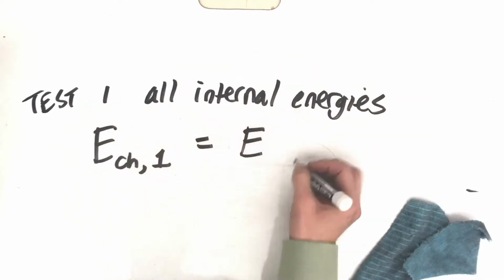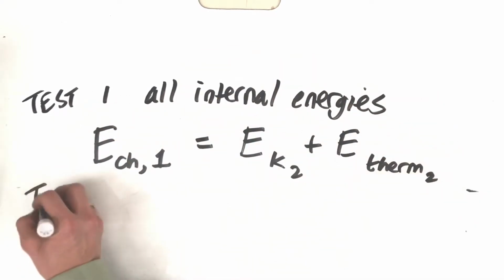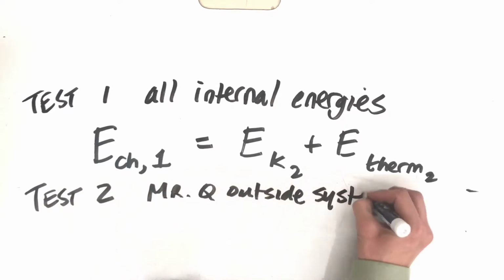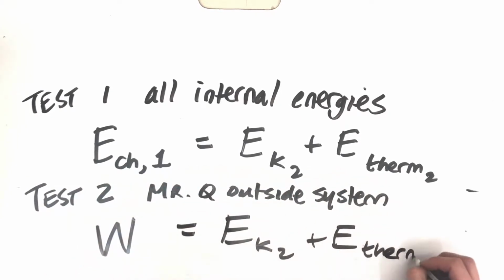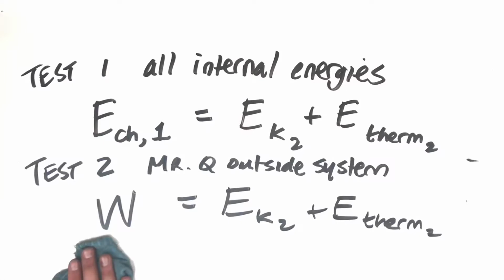So our first test was all internal energies, all storage accounts. So that became that equation. And test 2 was outside the system, so we have work happening, and that ends the same way. So depending on what we need, we do it either way.